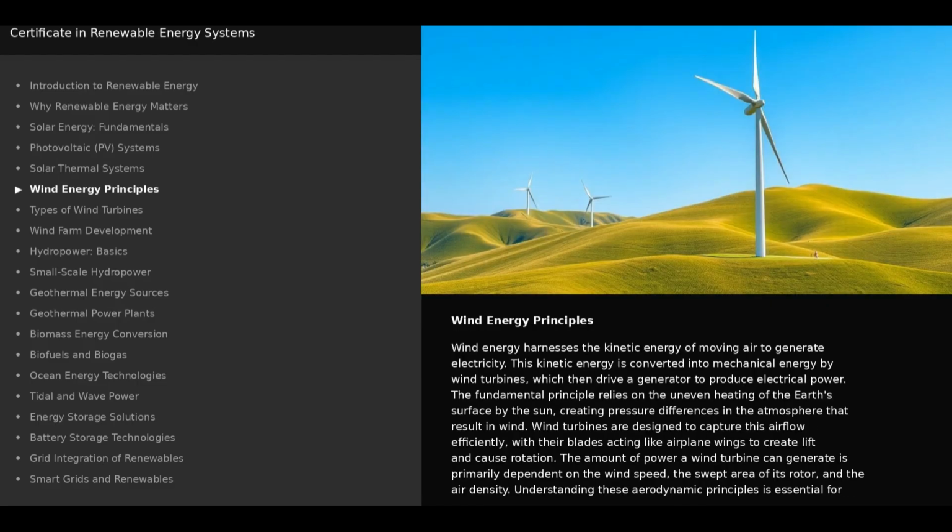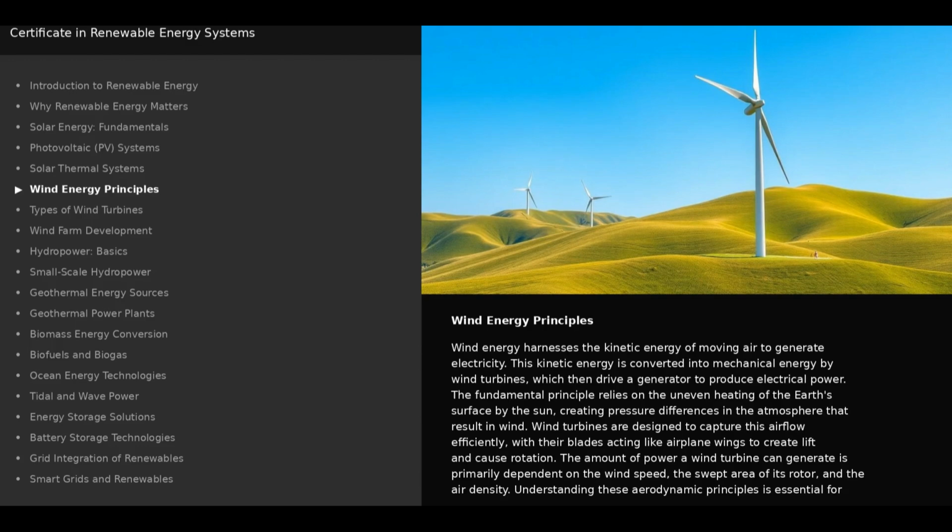Wind energy principles. Wind energy harnesses the kinetic energy of moving air to generate electricity. This kinetic energy is converted into mechanical energy by wind turbines, which then drive a generator to produce electrical power. The fundamental principle relies on the uneven heating of the Earth's surface by the sun, creating pressure differences in the atmosphere that result in wind.